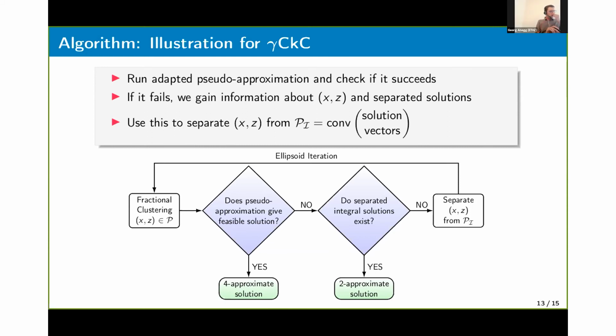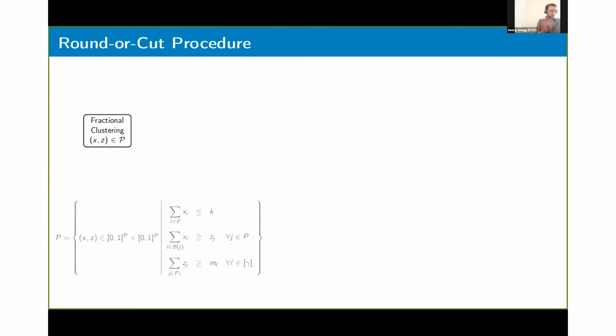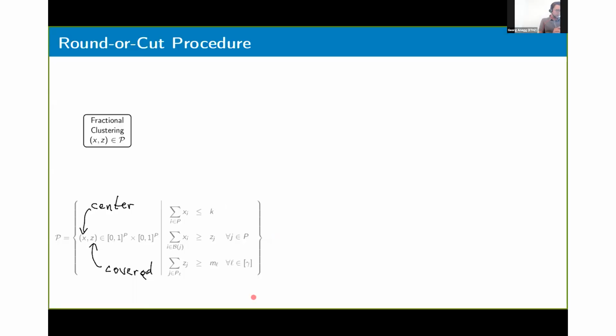Okay, so I'm going to give one more layer of this round-or-cut procedure. What is actually happening? We're starting with a fractional clustering, any point that is in the canonical LP, which I've reproduced here. The only thing you really need to know is that the x represents the centers that we're opening, and the z is to what extent the points are covered. And this constraint here, for example, indicates that we can open at most k centers.